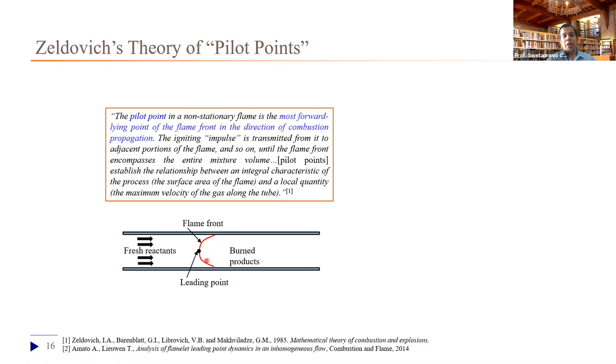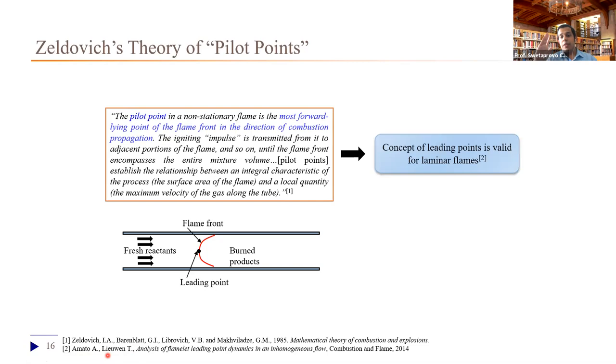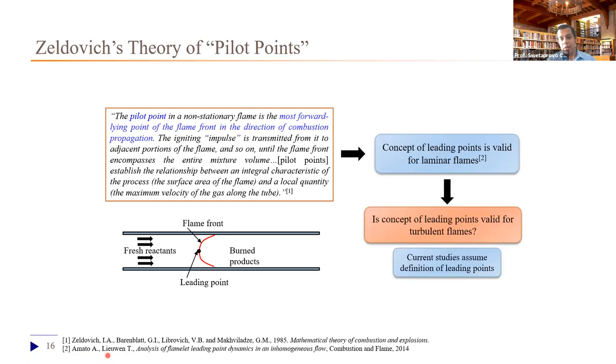Okay, so essentially in a laminar unsteady flame, the flame surface is being generated from these pilot points. And this has been shown in non-uniform flow for laminar flames using the G equation by Amato and Lewin also. So the concept of leading points is valid for laminar flames. Is the concept of leading points and its contribution towards surface generation valid for turbulent flames? So we'll look into that.